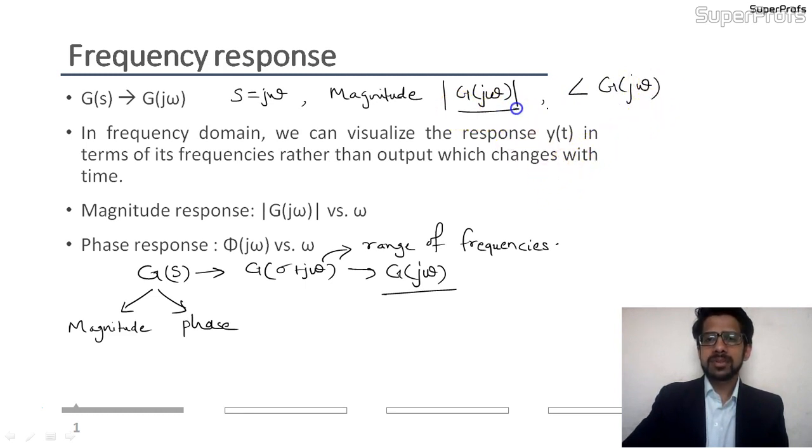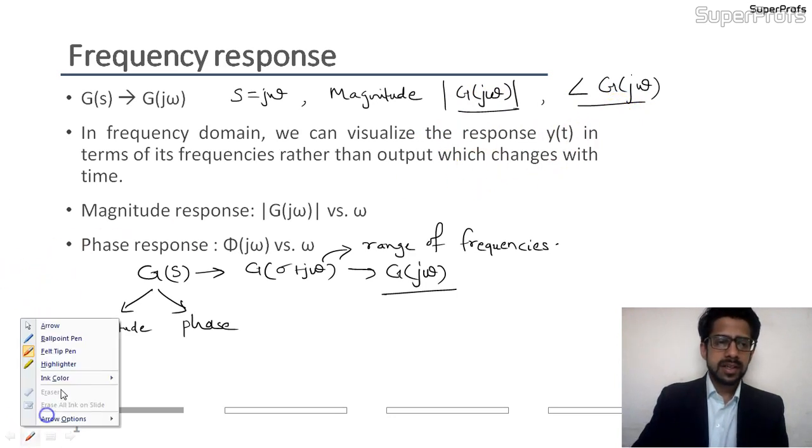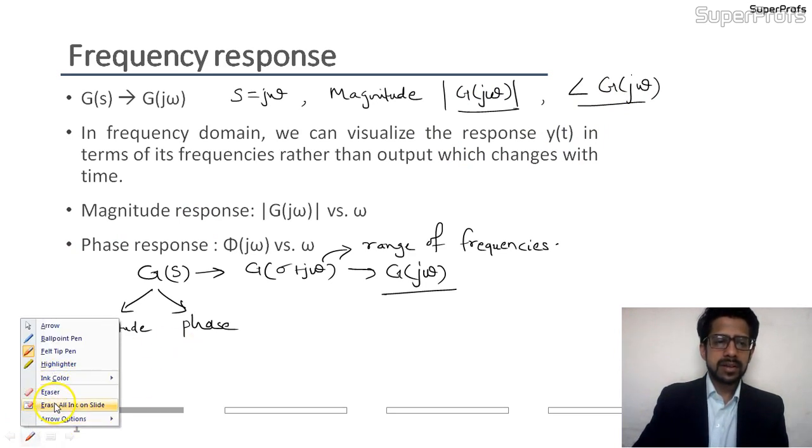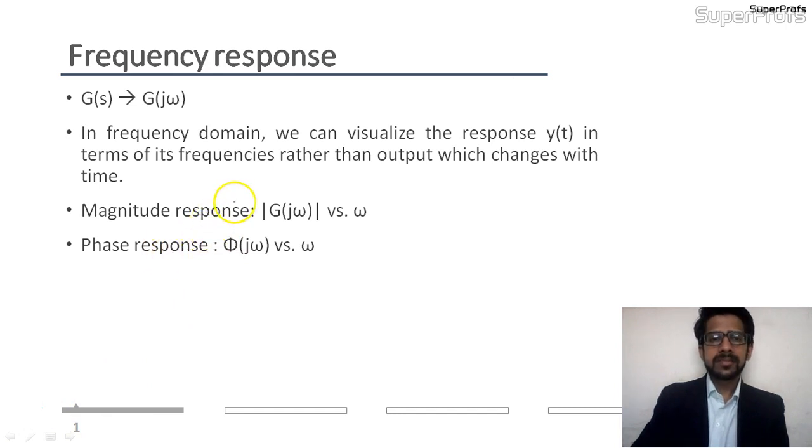I'll just describe now how to calculate the magnitude and how to calculate the phase of a particular transfer function. Let me erase everything on this. So just imagine, just take an example. Let us say G(s) is equal to 1 plus 1 upon s plus 2.